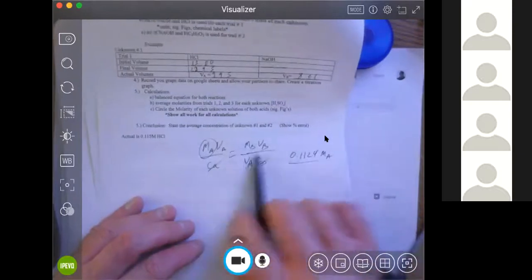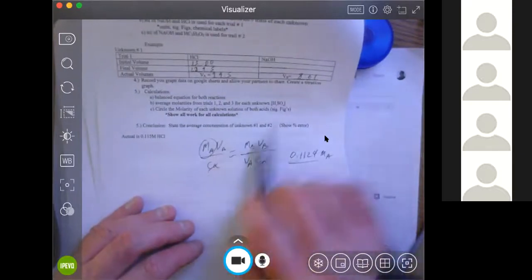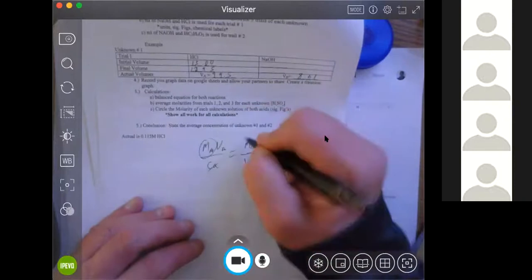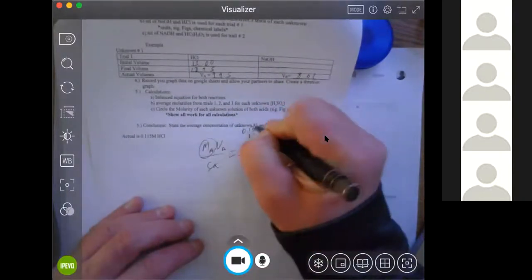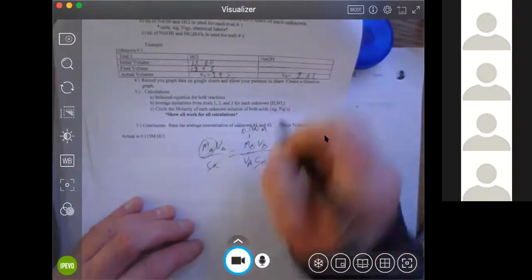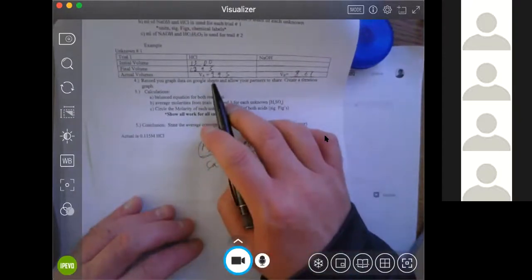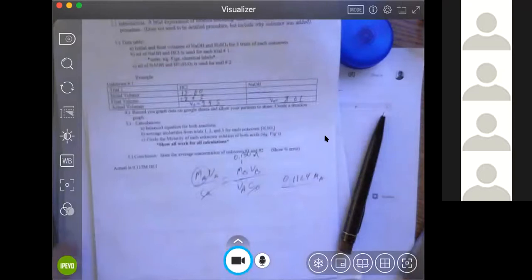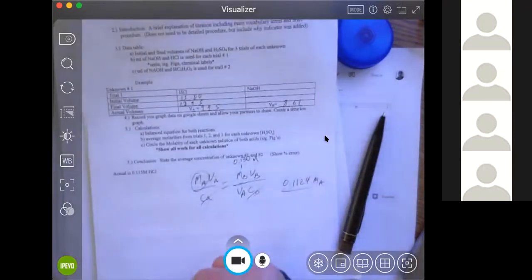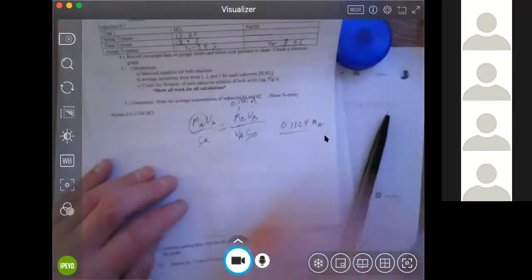So you know the formula, right? So you know the molarity of the base is on the bottle. That's 0.130. This is where we got the volume of the base. This is where we got the volume of the acid. So there we go.